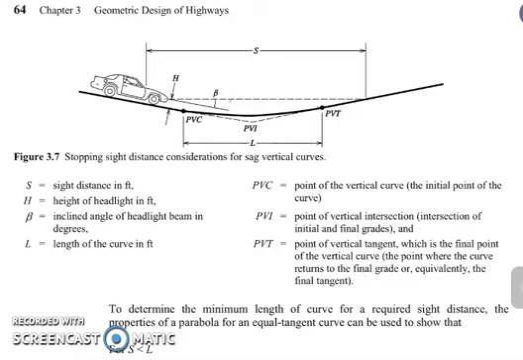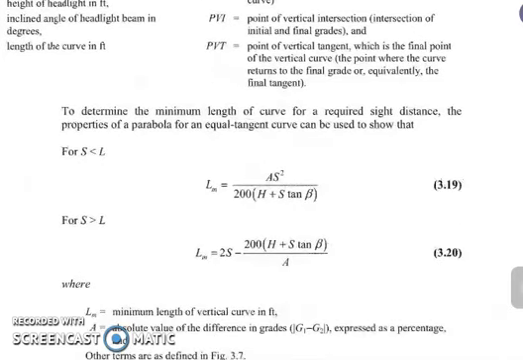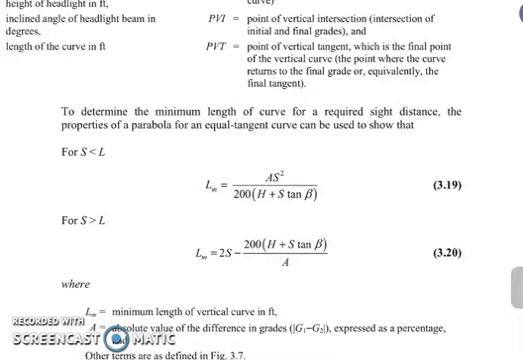So we have to take note that to determine the minimum length of the curve for a required sight distance, the properties of a parabola for an equal tangent curve can be used to show that we have two cases. For S less than L, we have the minimum length of the curve, which is A S squared all over 200 times (H plus S tangent beta). And when S is greater than L, we have L sub M equal to 2S minus 200 times (H plus S tangent beta) all over A.